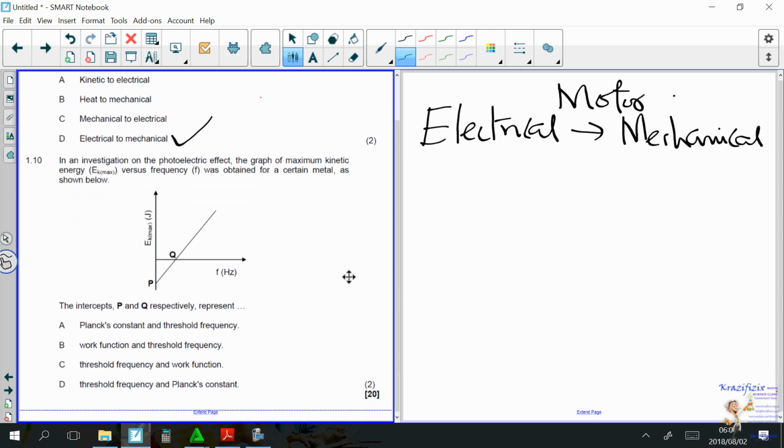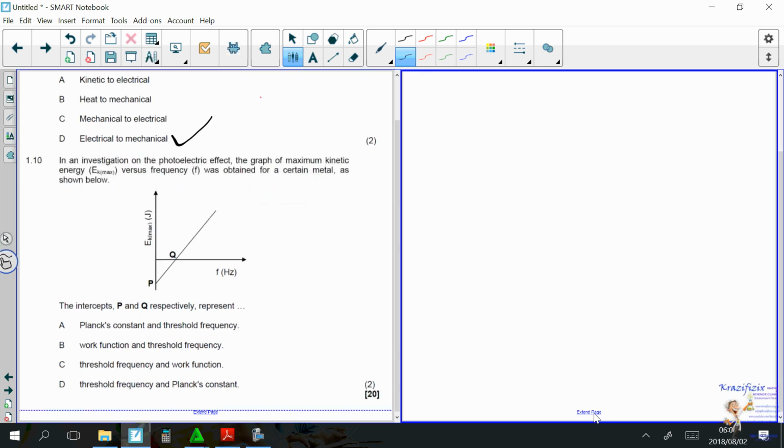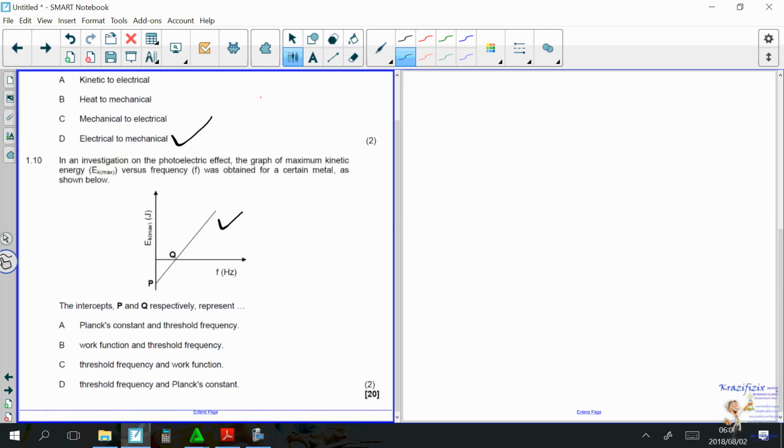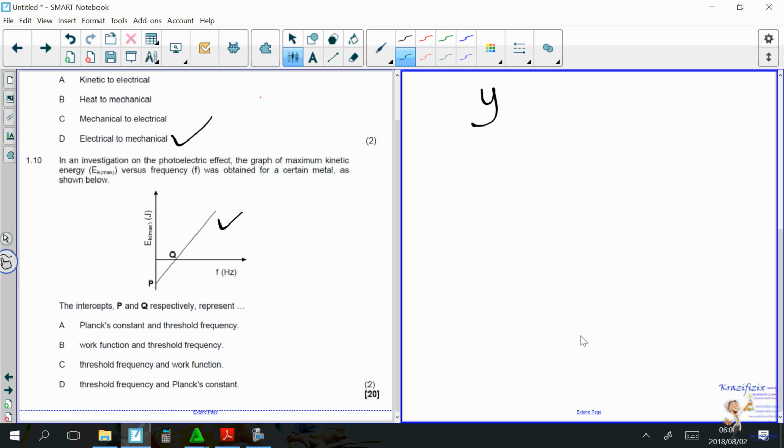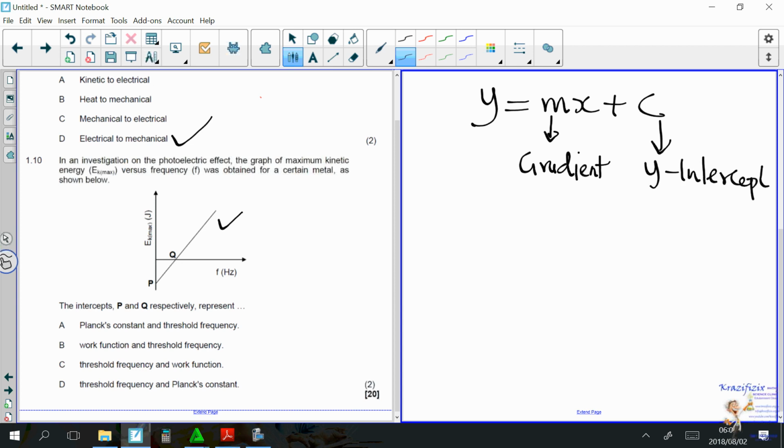The last one. In an investigation of the photoelectric effect, the graph of maximum kinetic energy versus frequency was obtained. All right, look at the intercepts P and Q represent. Let's do something here. This is mathematical. Now check this. This is a straight line graph. What's the equation of a straight line graph? Y equals mx plus c, where this is my gradient, all right, and this is my y-intercept.